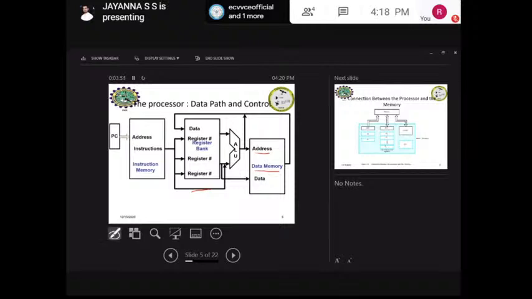There are different numbers of registers stored in the register bank. Then that instruction undergoes a decoding operation in order to identify which type of operation needs to be performed. Then that operation is performed by the ALU and produces the result. That result is then stored into the memory.